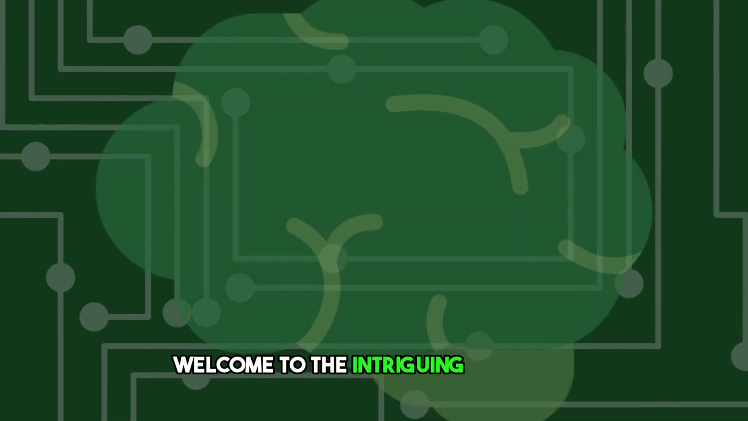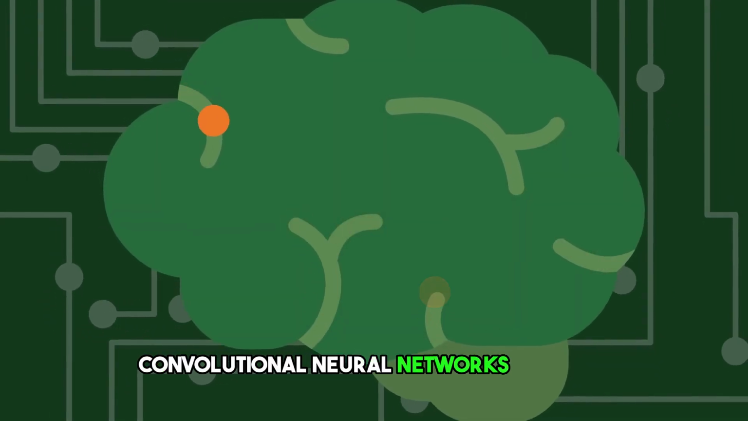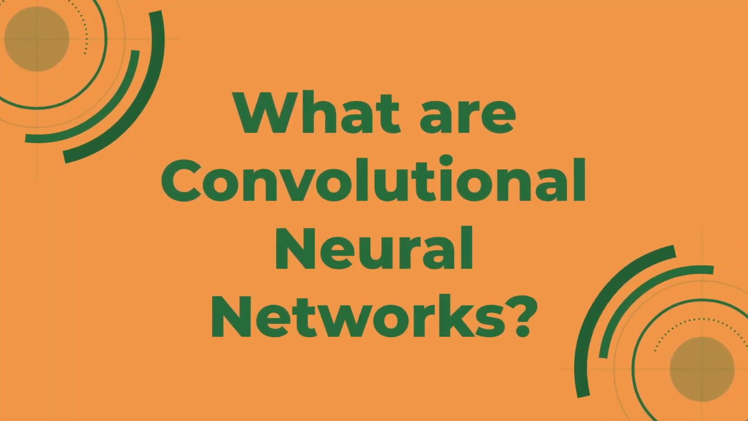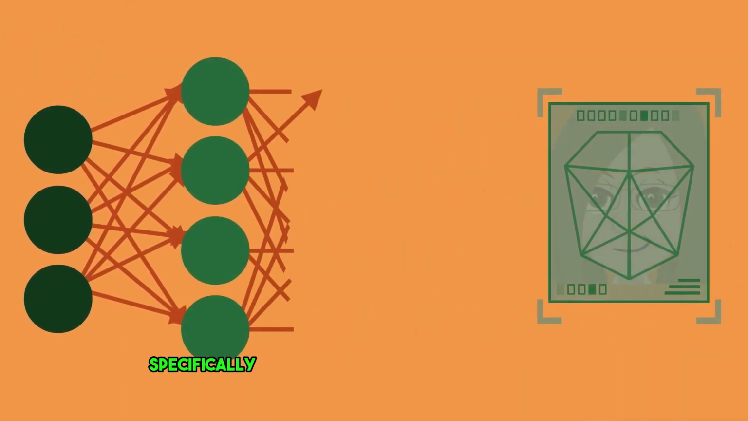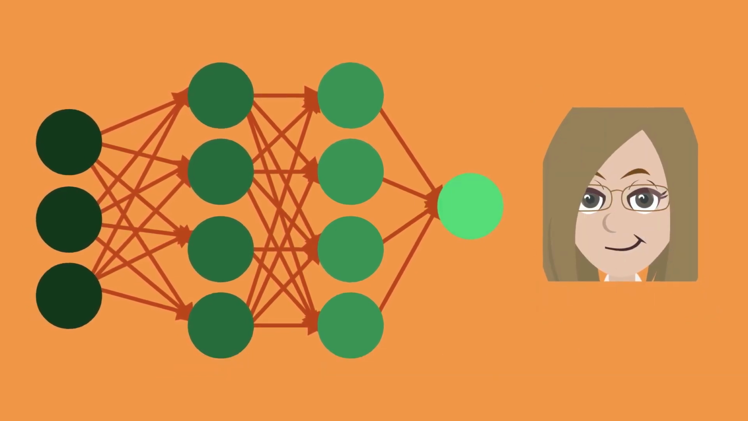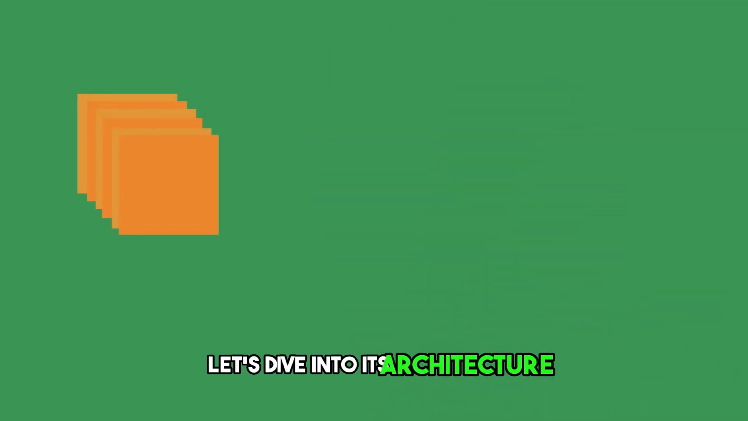Welcome to the intriguing world of convolutional neural networks, or CNNs, the brains behind image recognition. CNNs are a type of deep learning algorithm specifically designed to process pixel data and recognize patterns in images. Let's dive into its architecture.